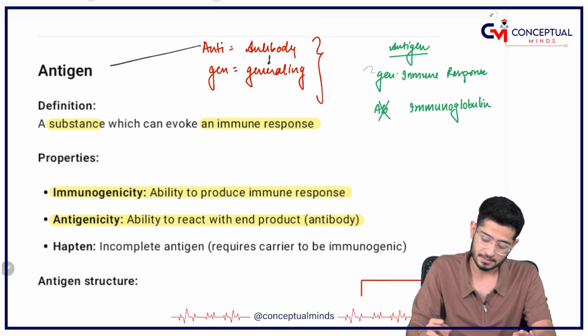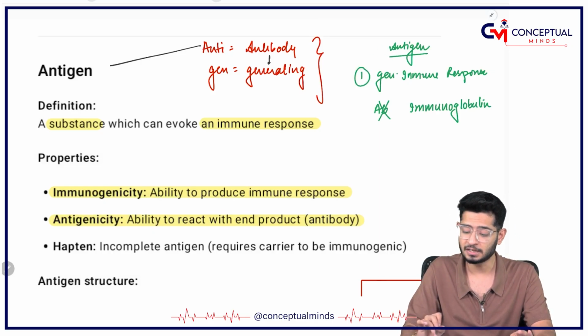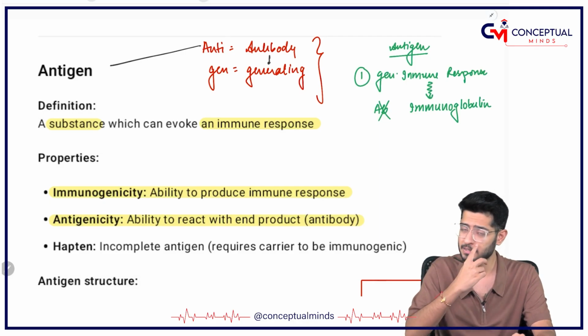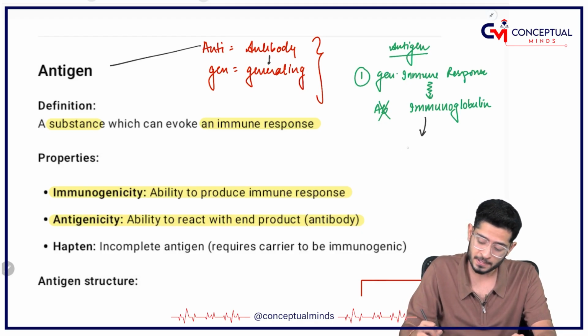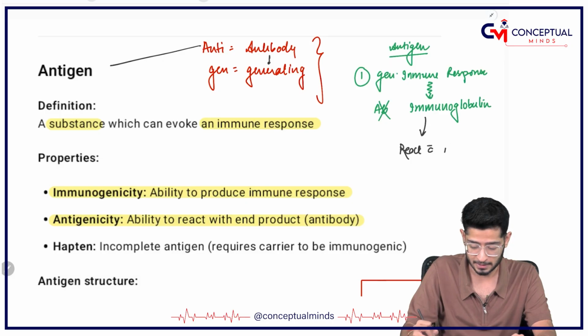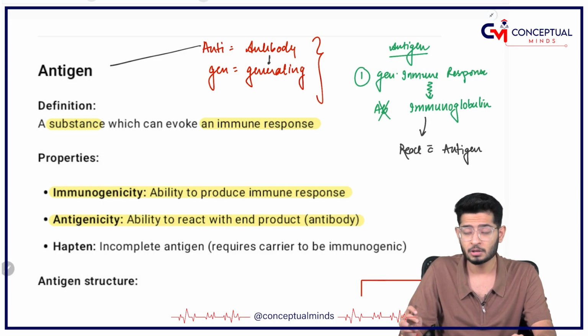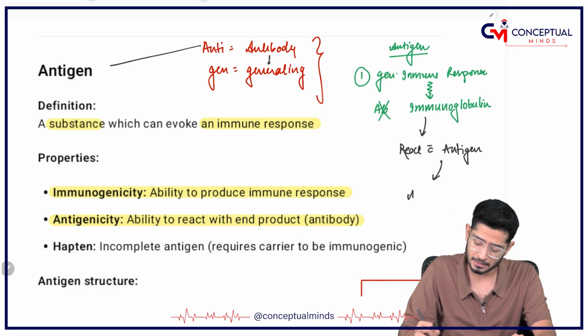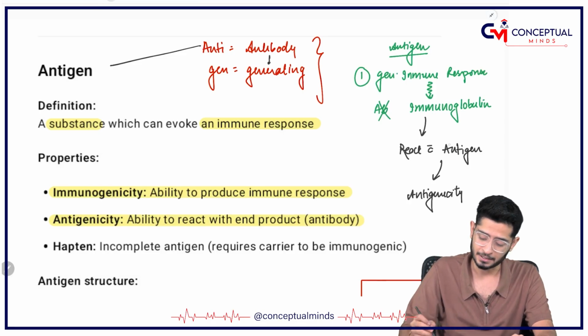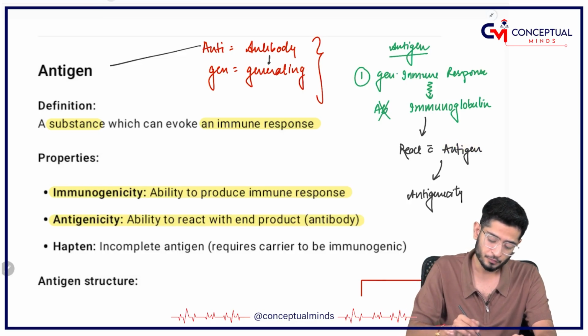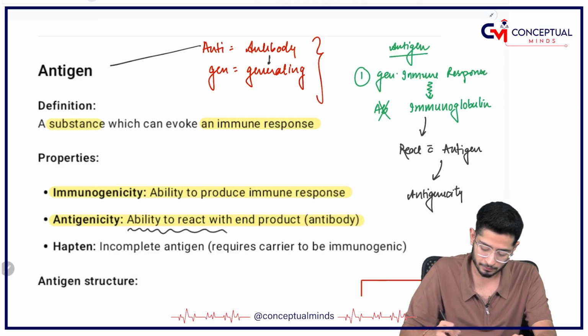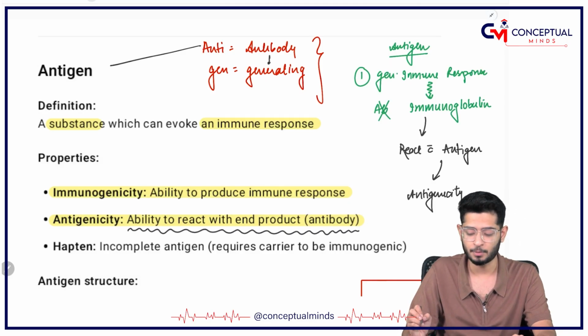First of all, please understand that antigen is responsible for generating the immune response, and the generated immune response is in the form of immunoglobulins. Now, when these immunoglobulins attach with the antigen, then it is called antigenicity, and that is actually the meaning of the word antigen. So antigen means the one which has the ability to react with the end product, that is the antibody. The end product is actually the antibody.